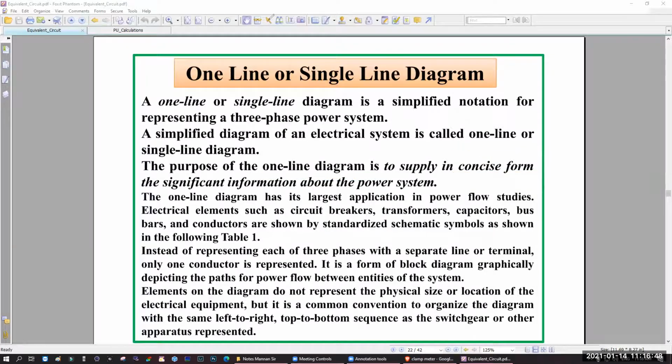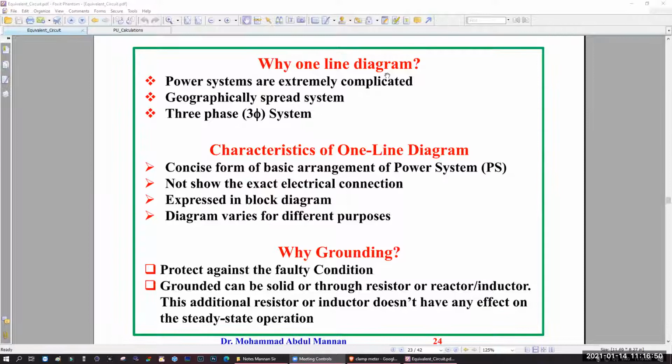So you can read it by yourself. Now, why one line diagram? Power systems are extremely complicated. Geographically spread systems and three-phase systems are actually simplified and represented in a single line diagram. By watching that, you can understand what is there, how far, where is your transformer, where is your circuit breaker, where is your fault, where is your generator, where is your motor, how many generators you have. You can look at your one line diagram and make a guess. Understand?